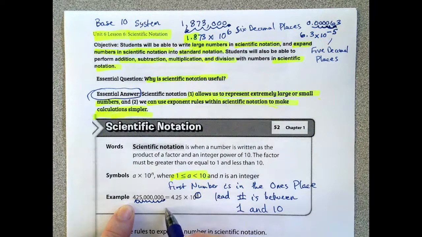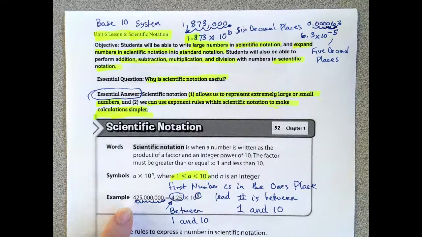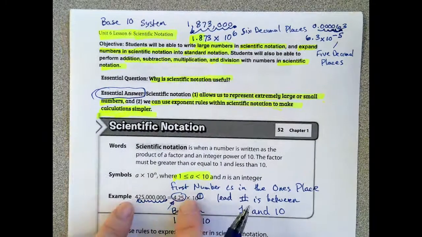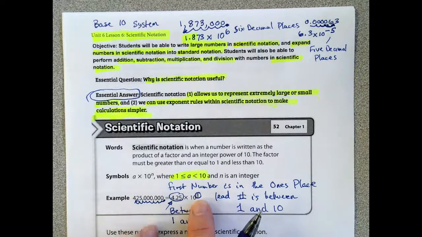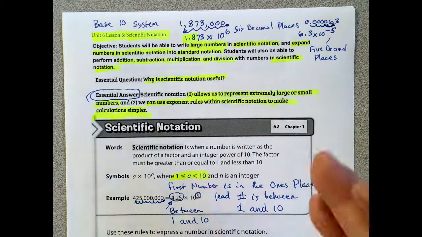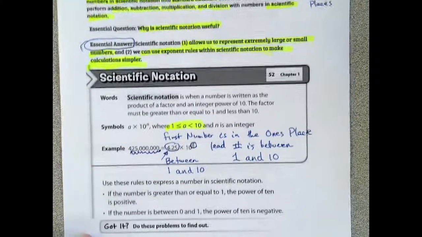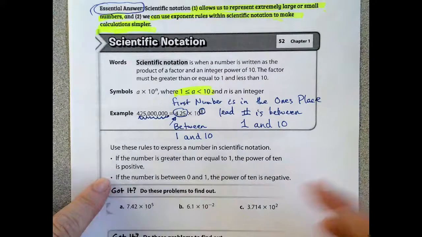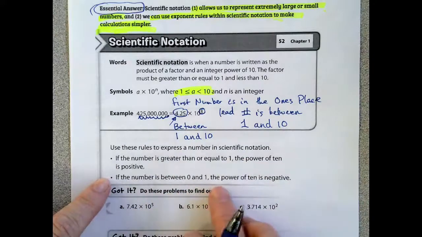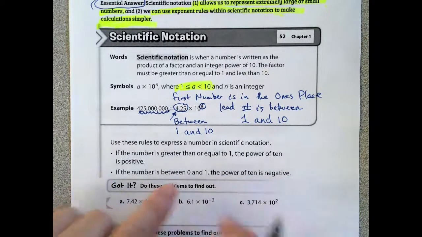Notice that this number here, this is between what numbers? 1 and 10. Okay? If you're making large numbers small, that exponent's going to be positive. If you make small numbers large, that exponent's going to be negative, meaning you move the decimal point the other direction. If the number is greater than or equal to 1, the power of 10 is positive. If the number is between 0 and 1, the power of 10 is negative. So that just means really small numbers.